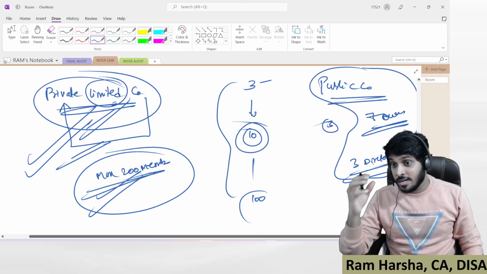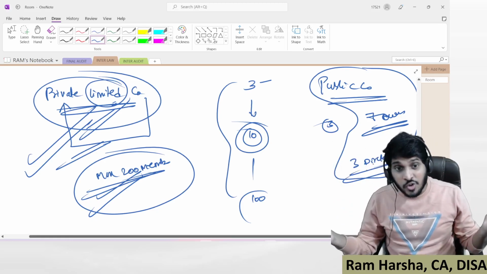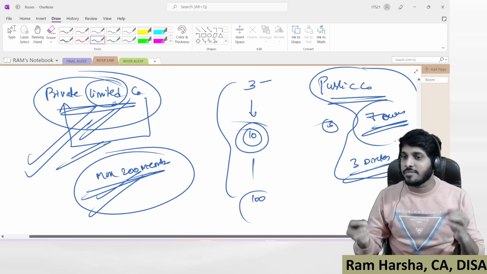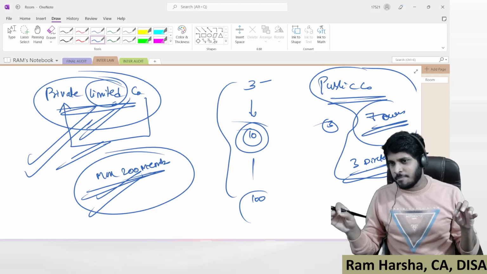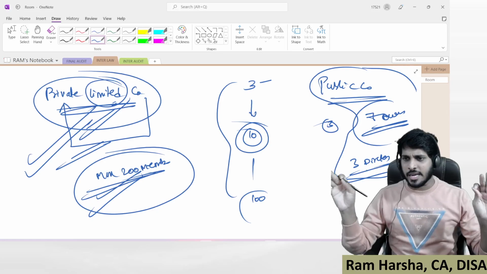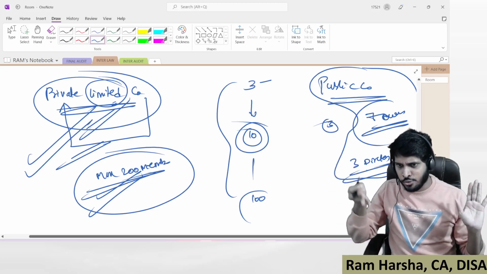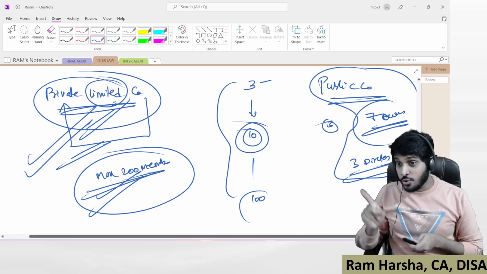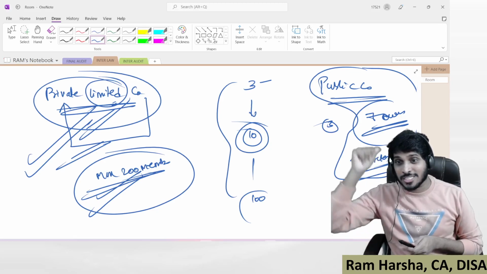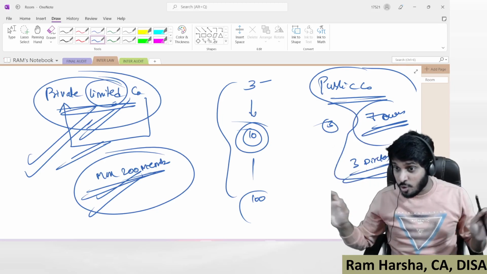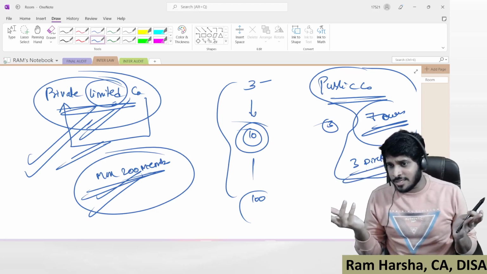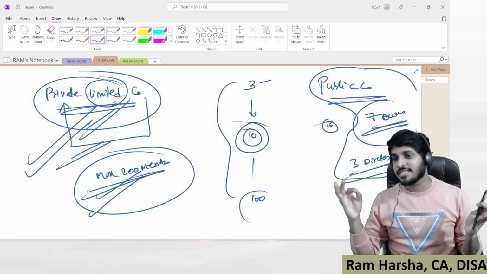Public company, maximum number, no limit. Minimum 7 members. That's the difference between private and public. Bottom line, if you don't want an unknown person to enter into your shareholders list, or you don't want another shareholder to sell his shares to somebody else unknown to you, then go for private company. If you don't have any such formality, go for public company. That's it. As simple as such.